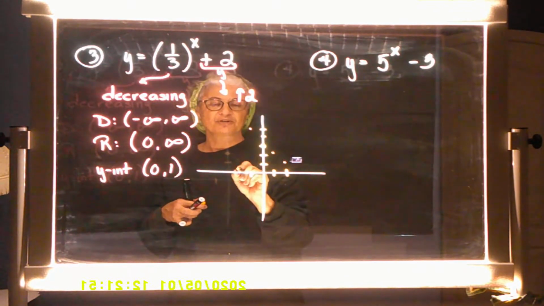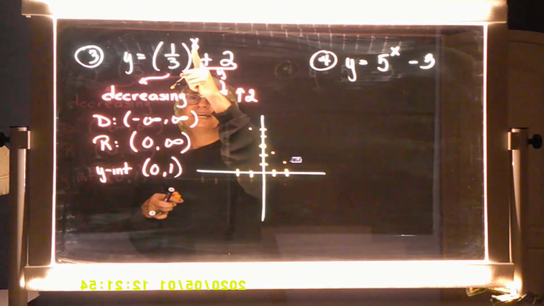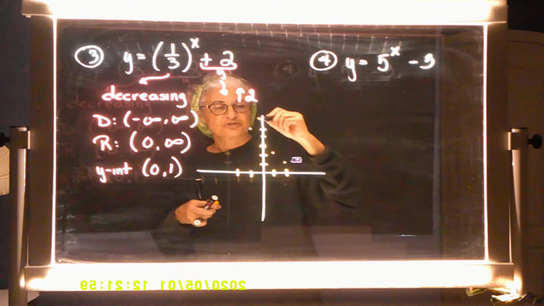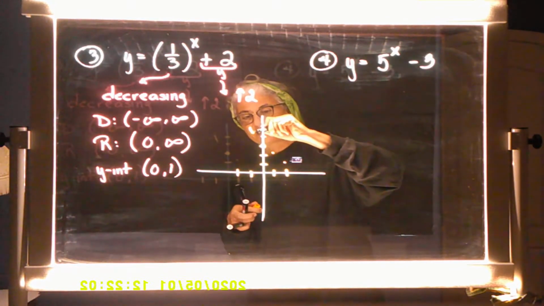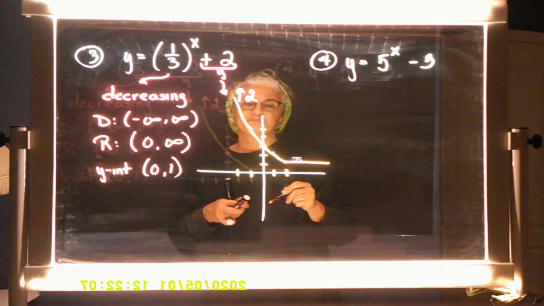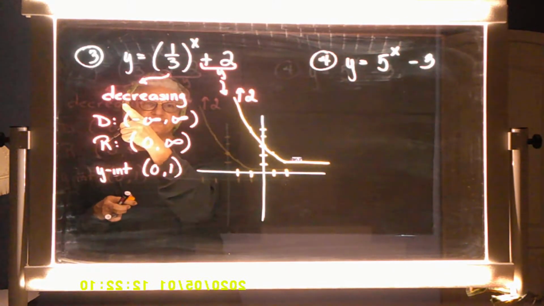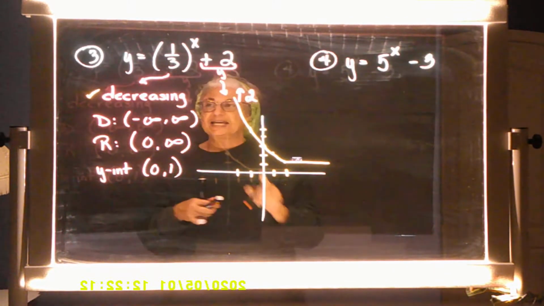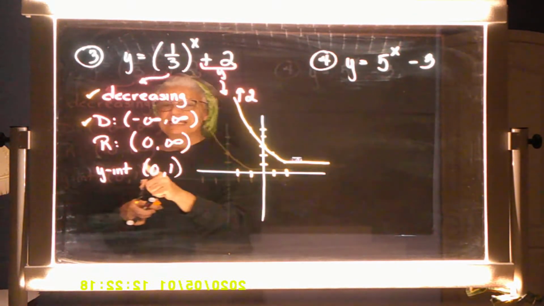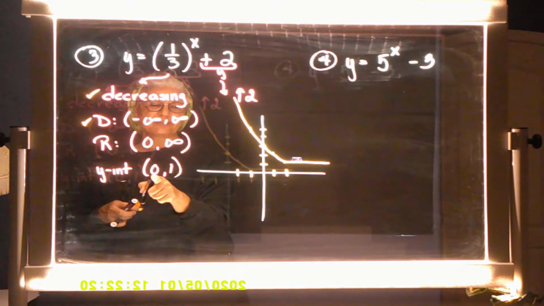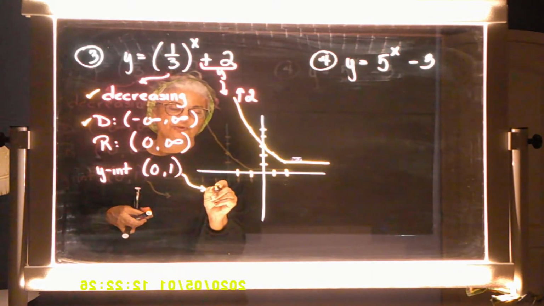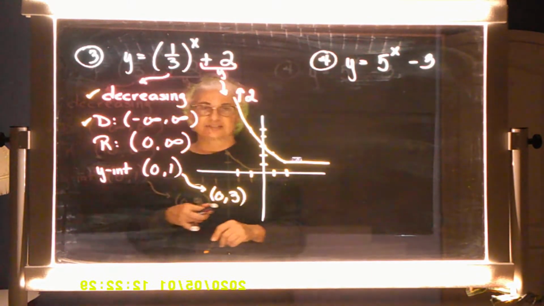So can you see what's happening already? Let me just do one more. Negative 2, this becomes a 9, plus 2 is 11, right? So if I take a look at my graph, if I connect my dots, what I'm seeing is this. So is it a decreasing function? Check. Is the domain negative infinity to positive infinity? Check. I'm going to get back to the range in a second. Is the y-intercept at 0, 1? Oh no. The y-intercept moved to 0, 3, didn't it?